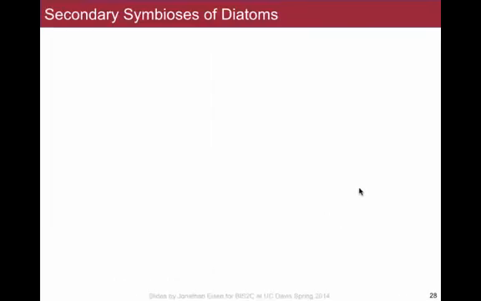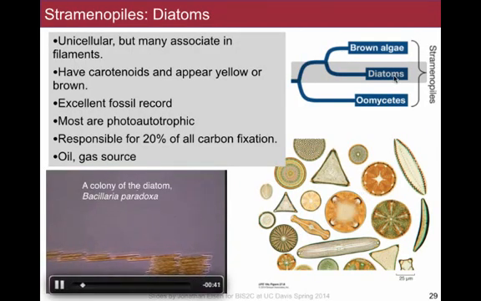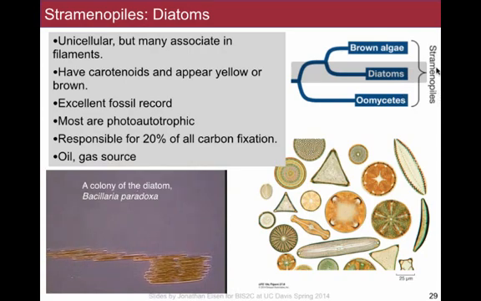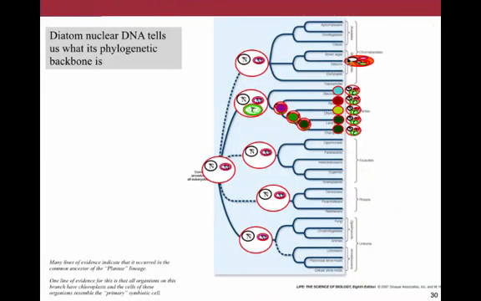Let's do this again with diatoms. Diatoms are not in the Plantae group. We can't explain them by this simple model of chloroplast origin in the common ancestor of plants. Diatoms are in the Stramenopiles, related to brown algae and oomycetes. Here they are over here.